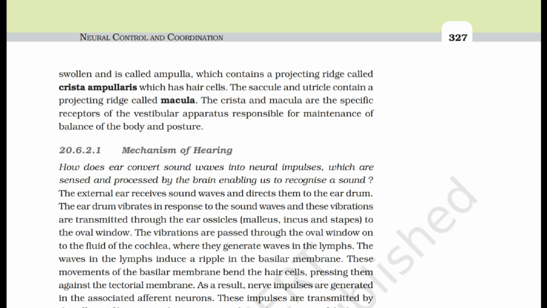The crista and macula are the specific receptors of the vestibular apparatus responsible for maintenance of balance of the body and posture. Mechanism of hearing.